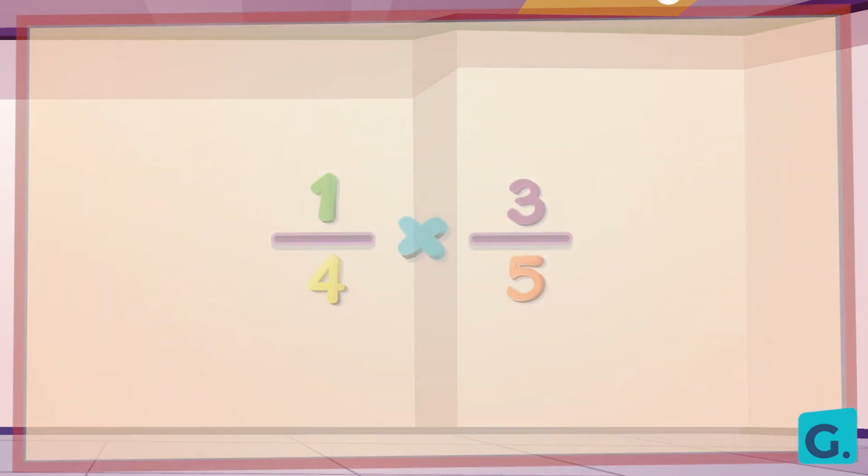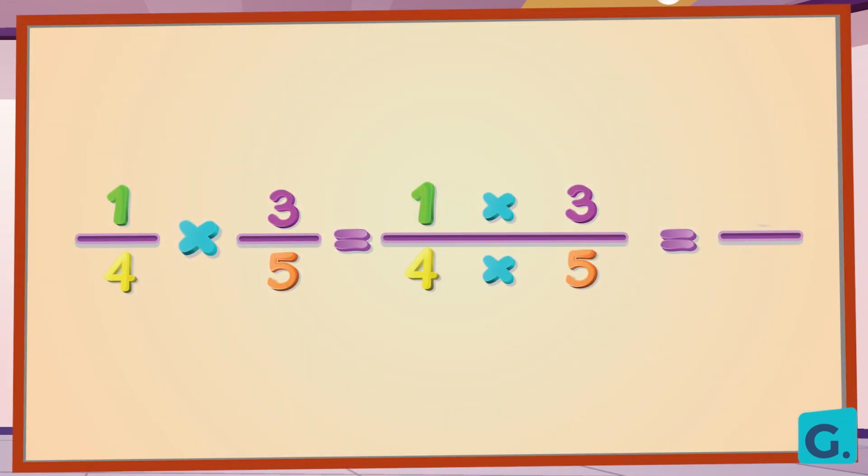Now I want us to try this question. 1 over 4 multiplied by 3 over 5. What do you think we need to do? Have you forgotten? Right, we need to multiply the numerators and then the denominators. If we do that, we're going to have 1 times 3, which is equal to 3, and 4 times 5, which is equal to 20. So we are going to have 3 over 20.